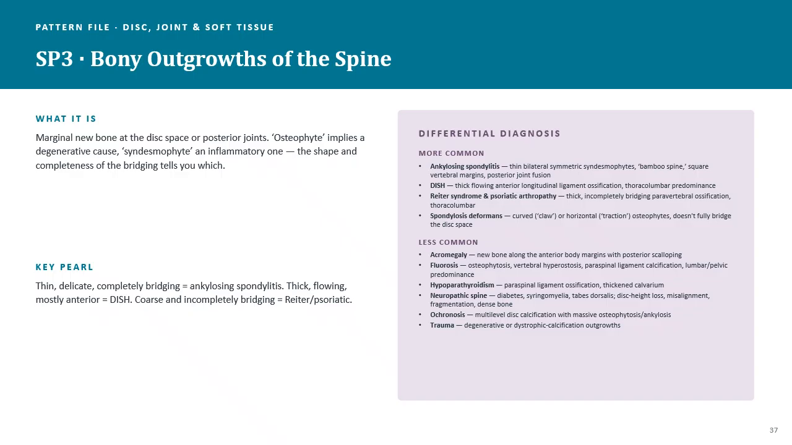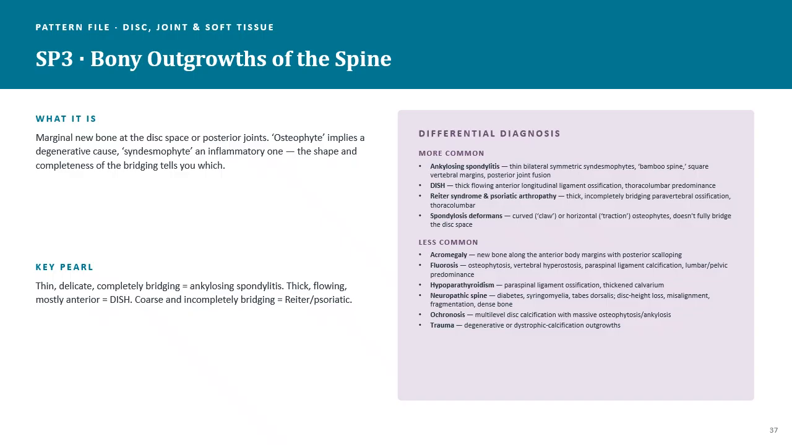So instead of a thin bridge, they see more of a thick flowing bone formation, and it's usually along the front of several of the patient's vertebrae. So it's almost like if you have one of those tall candlestick type candles, and it starts to melt as the wax starts flowing down the front side of the spine, that's what we're talking about when we're talking about DISH.